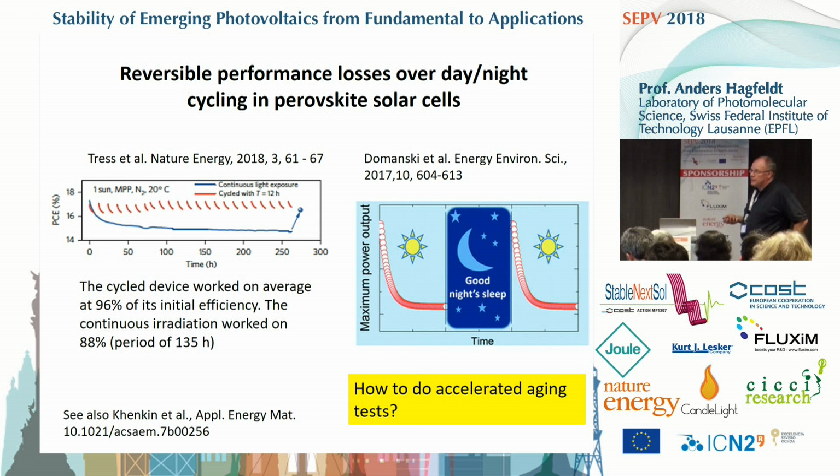So here you start, and then you start to run the aging test, continuous illumination, decline by 10% maybe, and then it stabilizes. What happens if you switch off the light and take a good night's sleep, let's say, the solar cell is back again. So it needs a rest, and that's, I think, very interesting as well.